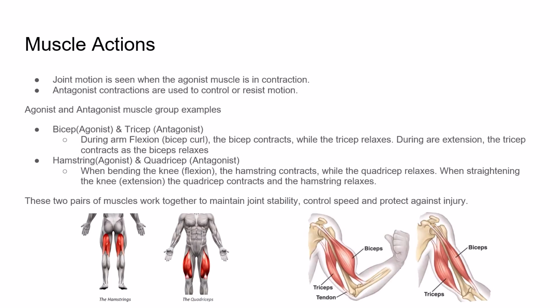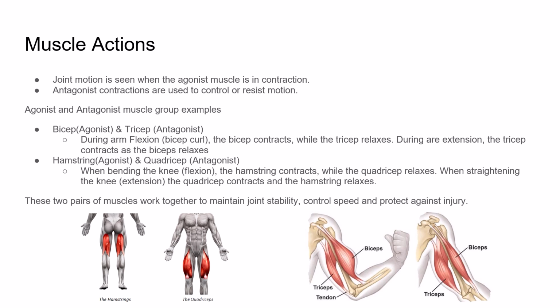Muscle actions and joint motion. Joint motion is created when the agonist muscle contracts. The antagonist muscle contracts in order to resist or control this motion, and this is particularly seen at the end of range or during a deceleration phase. An example of an agonist and antagonist pair: a bicep being the agonist and tricep the antagonist, like mentioned before. Arm flexion, also known as a bicep curl, is when the bicep contracts while the triceps relax. An arm extension would be the triceps contraction as the bicep relaxes.